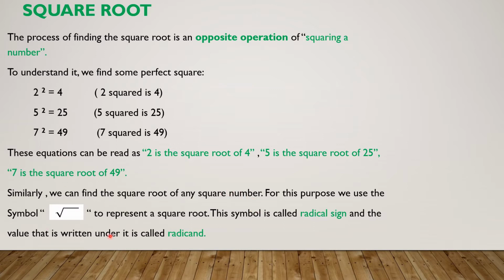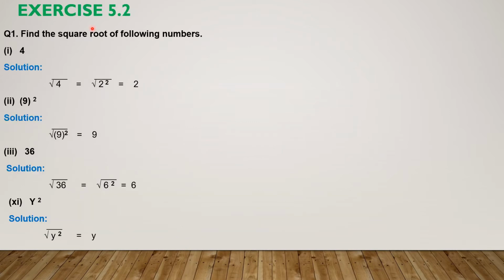For this purpose, we use a symbol. For square root, we use, students, this symbol. This symbol is called the radical sign, and the term that we will write under this radical sign is called radicand. Now students, let's start exercise 5.2, and we will learn how to find the square root of a given number.